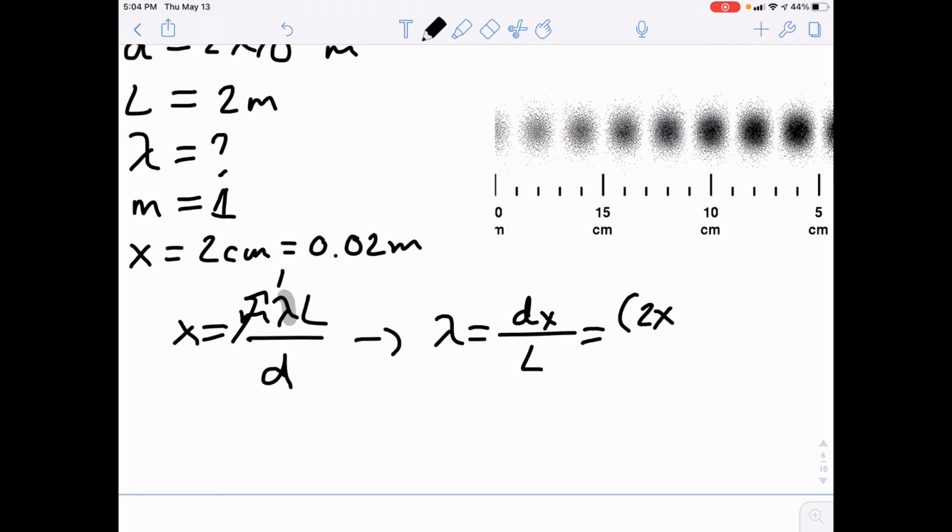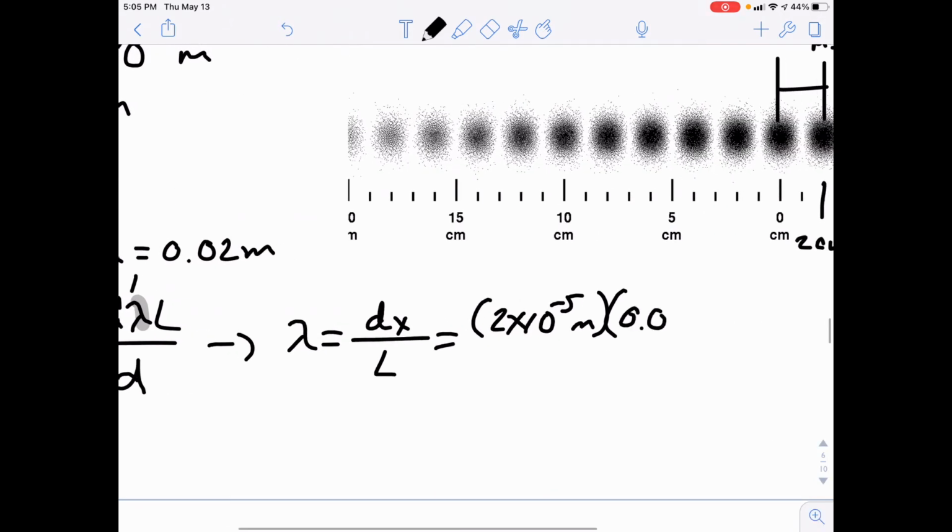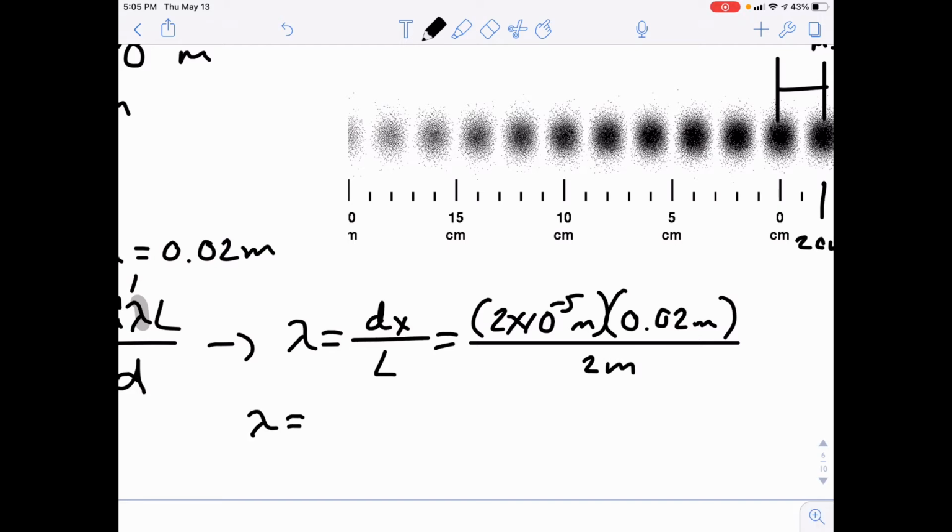The distance between the slits is 2 times 10 to the negative 5 meters, times x, which is about 0.02 meters, divided by L, which is 2 meters. Okay, plug that in our calculator: 2 times 10 to the negative 5 times 0.02, divide that by 2. Well, we get 2.0 times 10 to the negative 7.